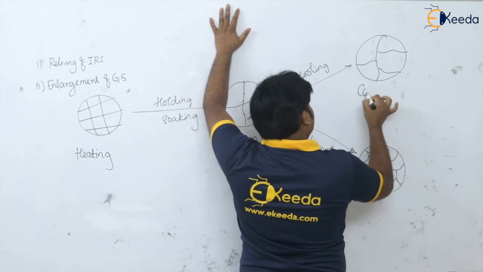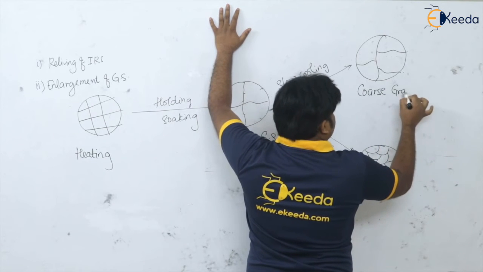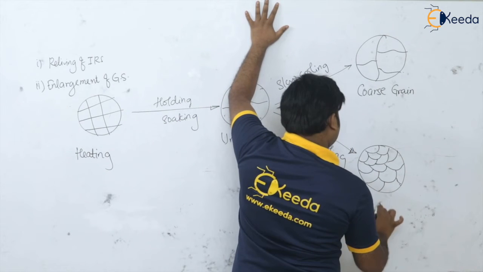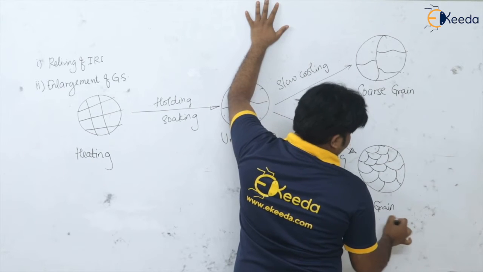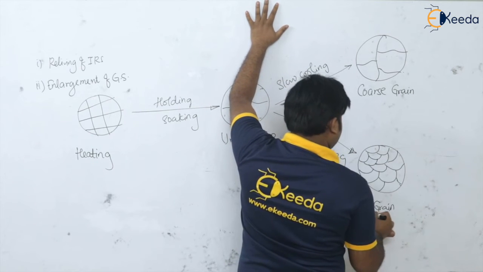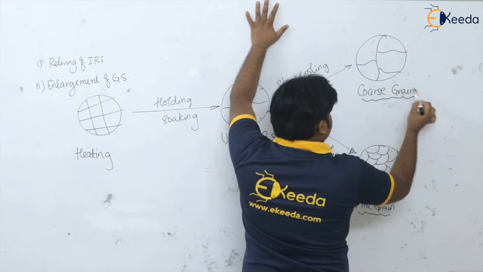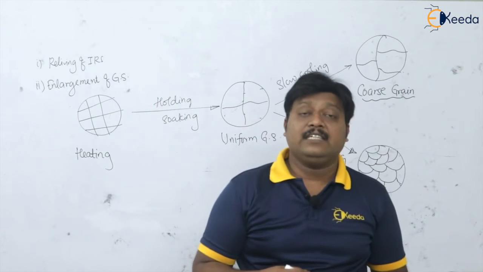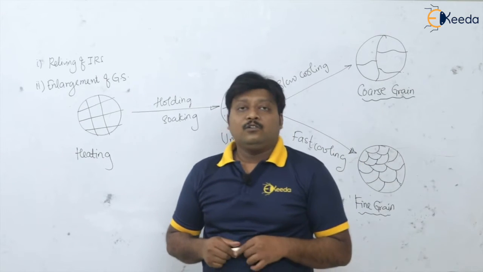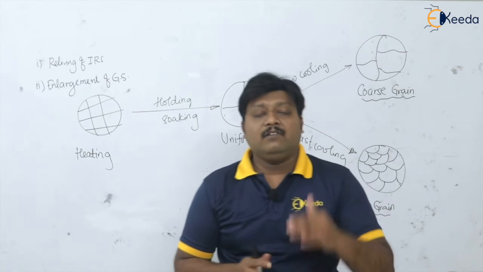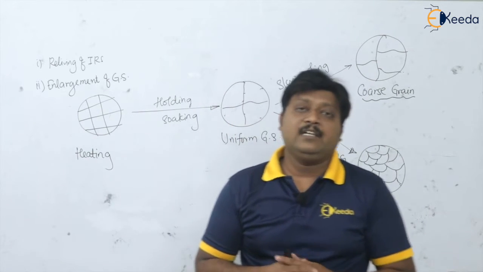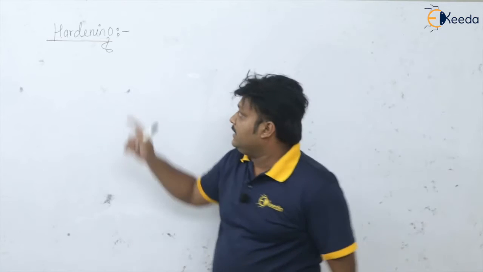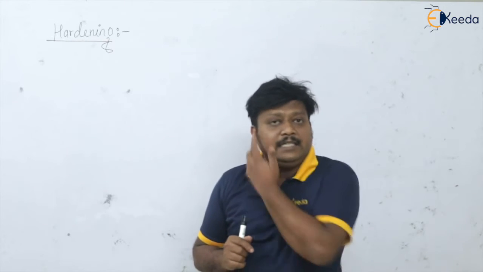isn't it? So these coarse grains have good ductility, good machinability, and good toughness, and these fine grains have good strength and hardness, but low toughness and low ductility. So like that we can have the grain structure after cooling. After this, students, we are going to see the first heat treatment process, that is the hardening.